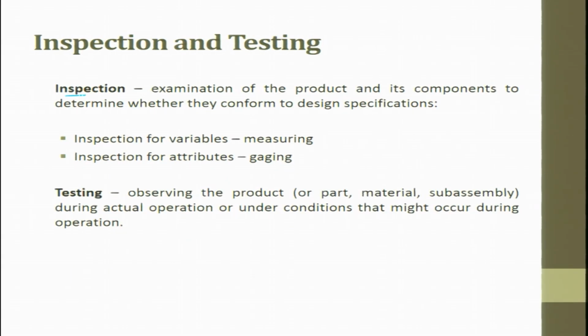Inspection and testing. Inspection is something wherein the product is getting validated. It is the examination of the product and its components to determine whether they conform to the design specifications. So that is inspection. Inspection of variables and inspection of attributes are possible. Inspection of variables is where you try to measure the dimensions. Inspection of attributes is defective, non-defective, etcetera.